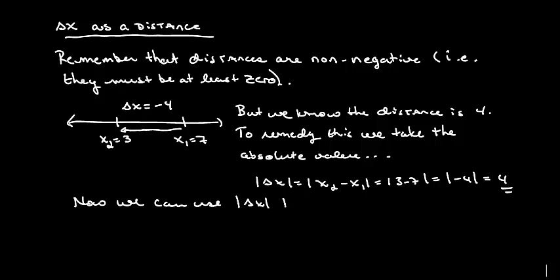So now we can use that absolute value of delta x to consider any type of distance between two different x values.